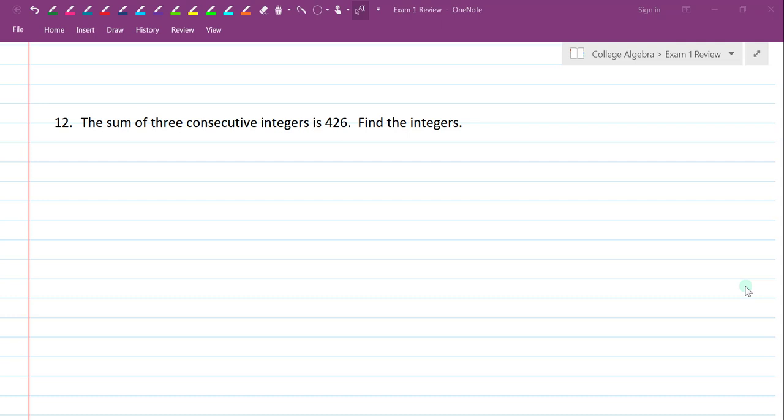I'm on problem 12. I accidentally did number 13 and called it 12 a moment ago, so when you get to number 13, you'll see that I goofed on that a little bit.